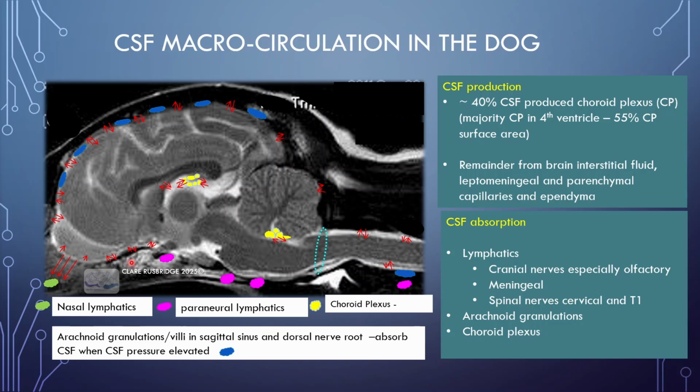The arachnoid granulations are also important in the absorption of CSF, but probably only when the CSF pressure is elevated. They were given a much higher status in CSF absorption previously. It's considered that their contribution is less now.